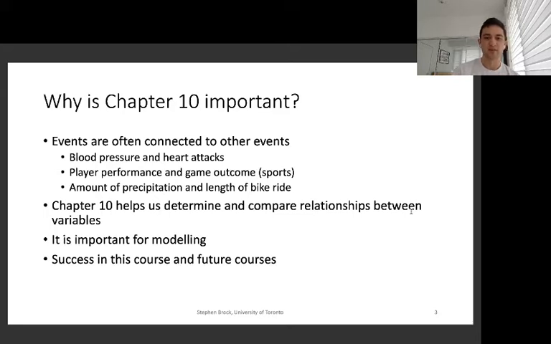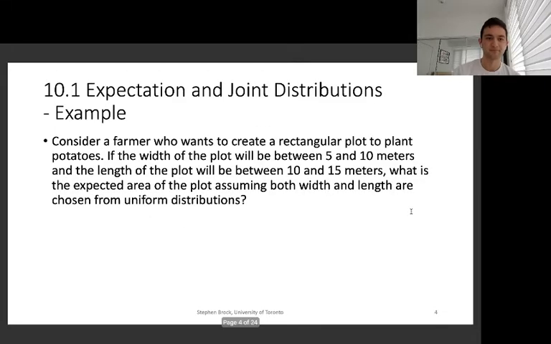So Chapter 10 helps us to determine and compare relationships between variables. It gives us a way to measure these relationships. These relationships are very important for statistical modeling when you're trying to make predictions. I'm not sure how in depth you will go in this course, but it's definitely important in future courses. So Chapter 10 is important for success in this course and in future courses as well.